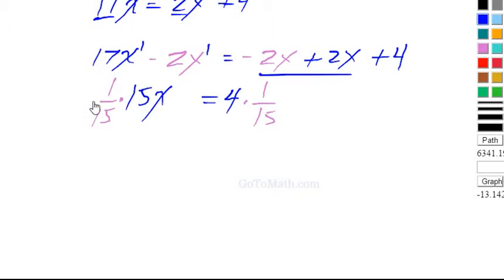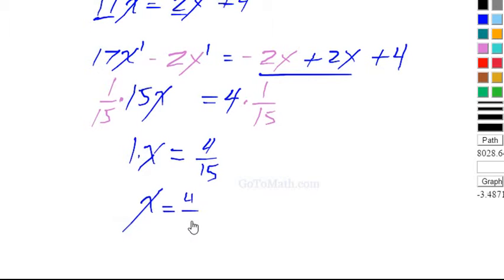So 1 over 15 times 15 is 1, is equal to 4 over 15. And of course, we don't ever write 1s out in front of x's. We could just write it like this. We've been writing the solution is, put a dot there, short for solution, is 4 over 15.